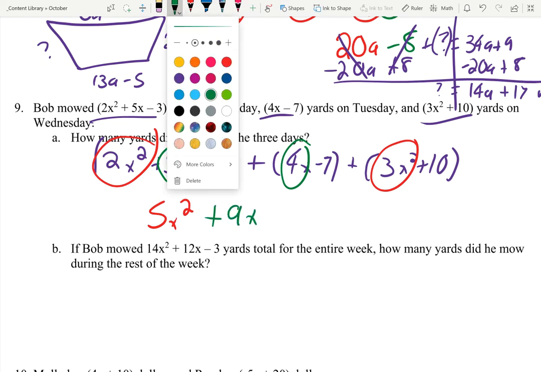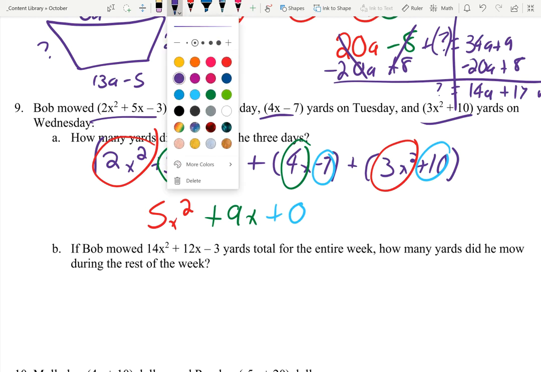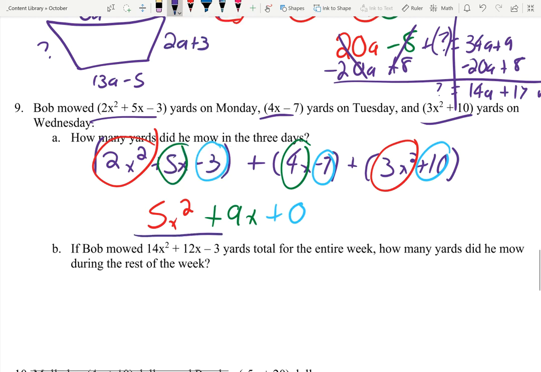And then we also have our constants. So our constants are negative 3 minus 7 plus 10. This actually comes out to 0. Negative 3 minus 7 is negative 10, and then negative 10 plus 10 is 0. So it's plus 0. Or essentially our final answer is just 5x squared plus 9x.